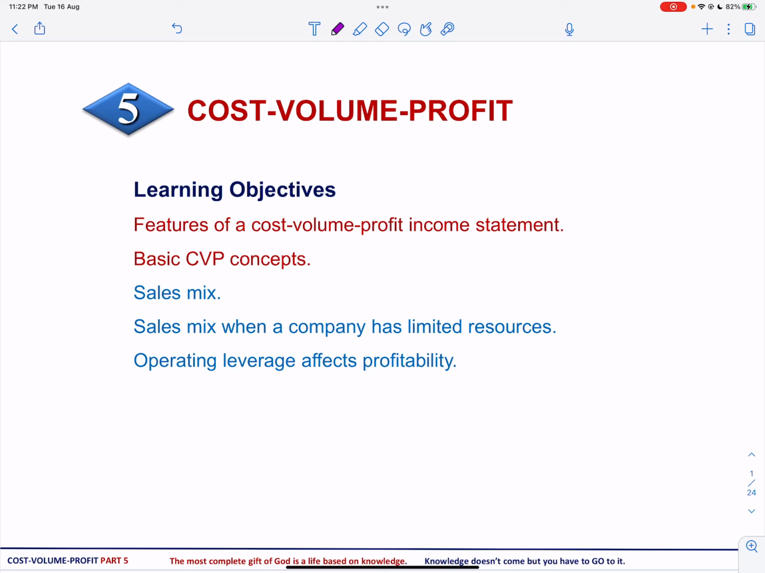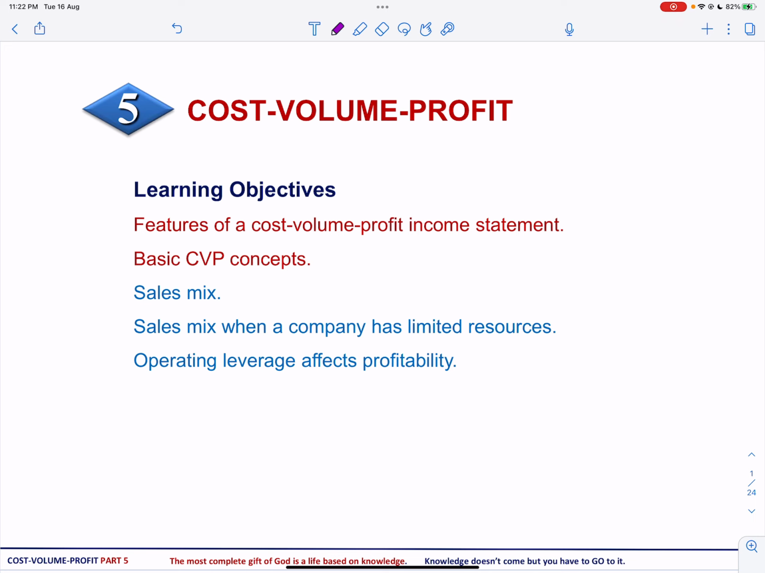Bismillah Rahman Rahim. This is the fifth video on cost, volume, profit. In this video and the next two videos, we will talk about the additional issues on cost, volume, profit. In this video, we will describe the essential features of a cost, volume, profit income statement. We will apply basic cost, volume, profit concepts, and finally, we will solve the exercises comprehensively.